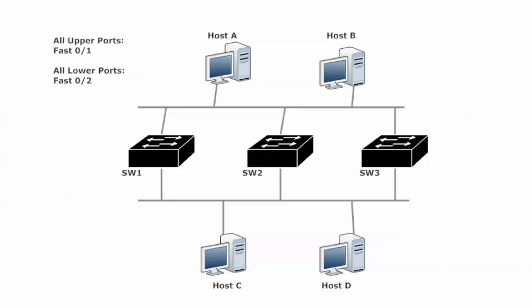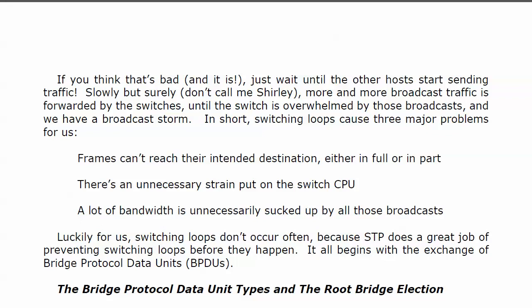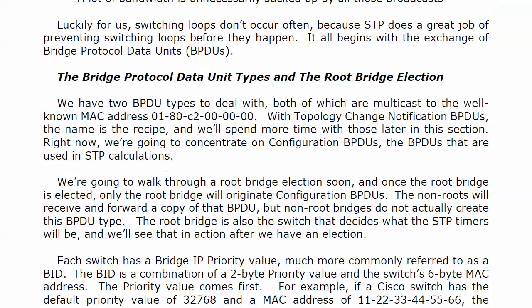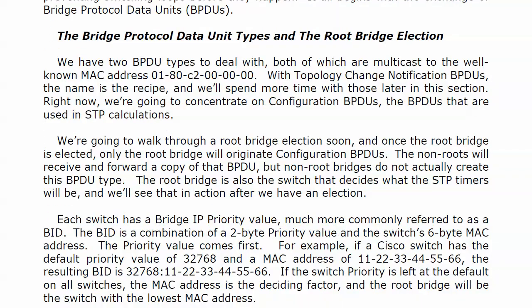It gets terminal. But thanks to the Spanning Tree Protocol, we really don't have to worry about switching loops. We barely give them a thought today, frankly, unless we go in and start tuning up STP, which we're going to learn how to do, but you'll also learn it's not something you do a lot of. Now, preventing the switching loops and working with STP, it all begins with the bridge protocol data unit types, the BPDUs, and the root bridge election, and we will hit those at the very beginning of the next video.